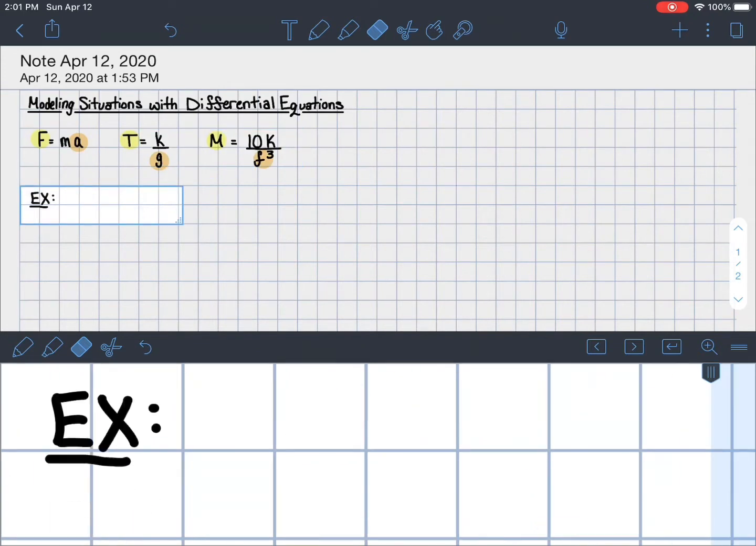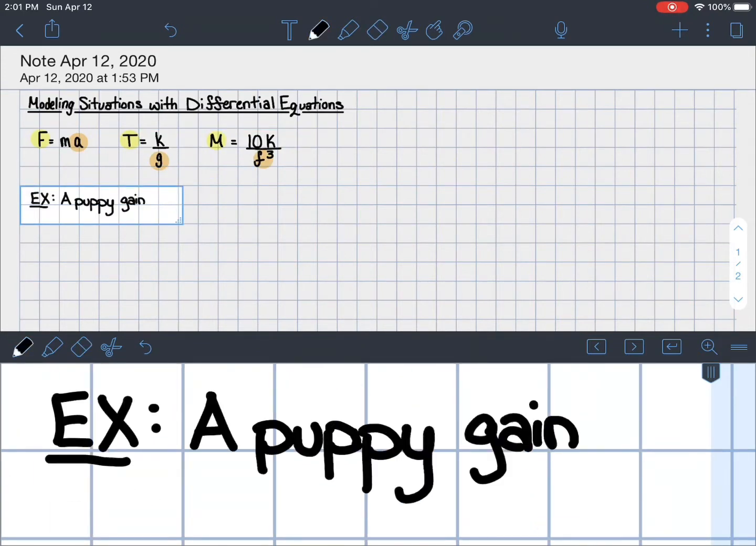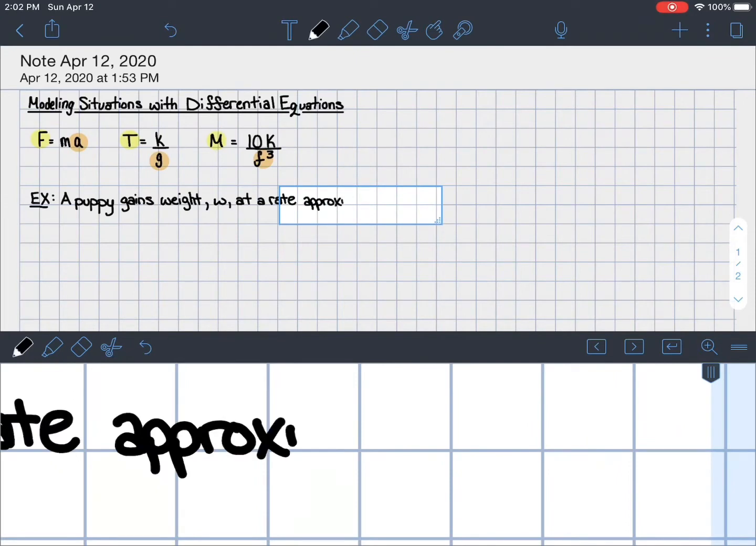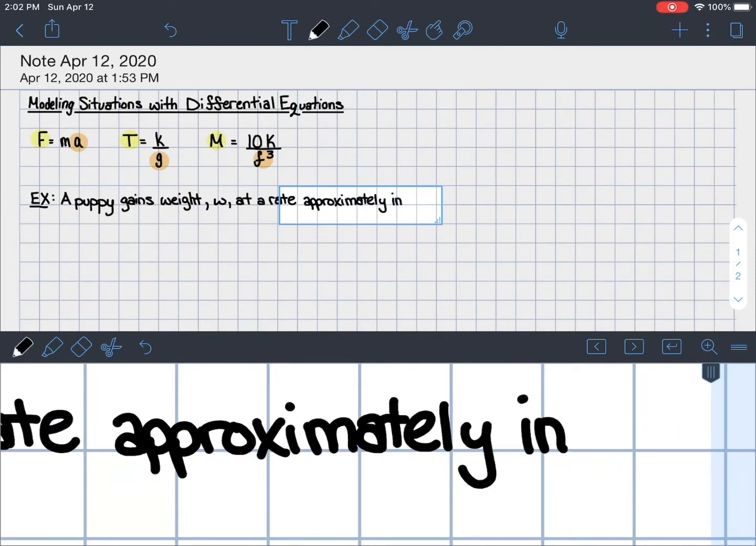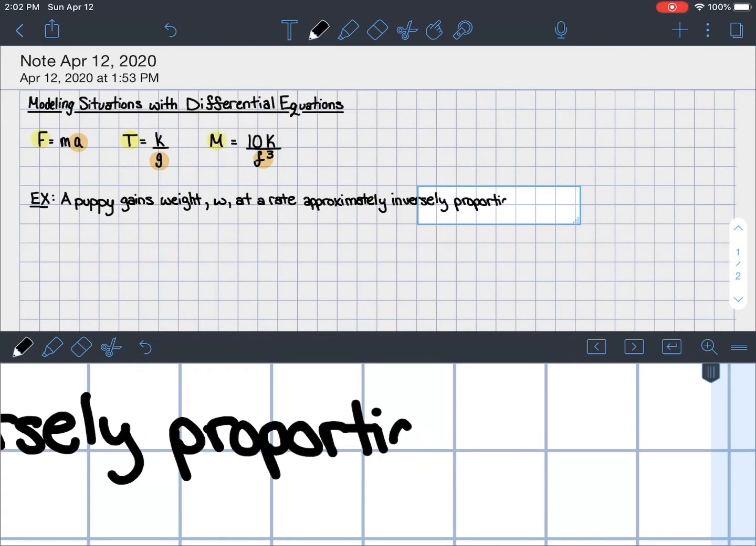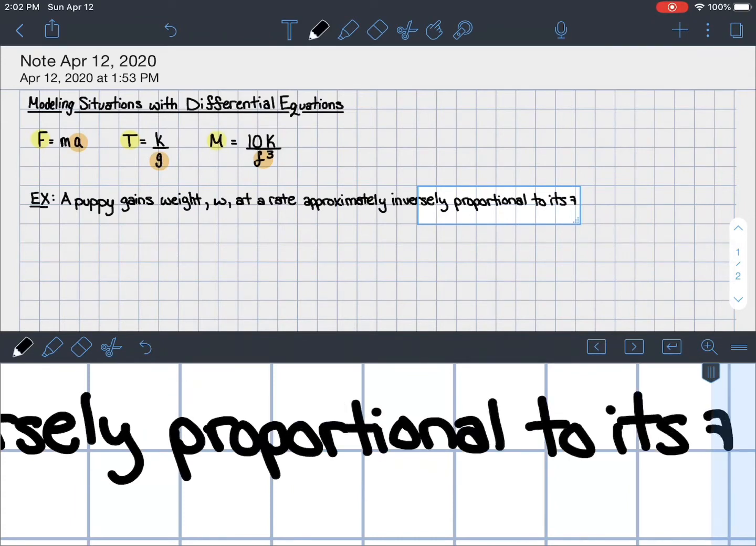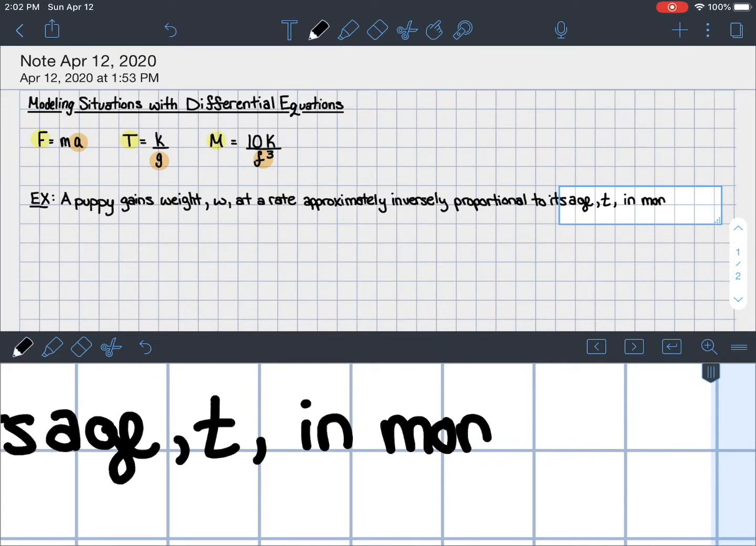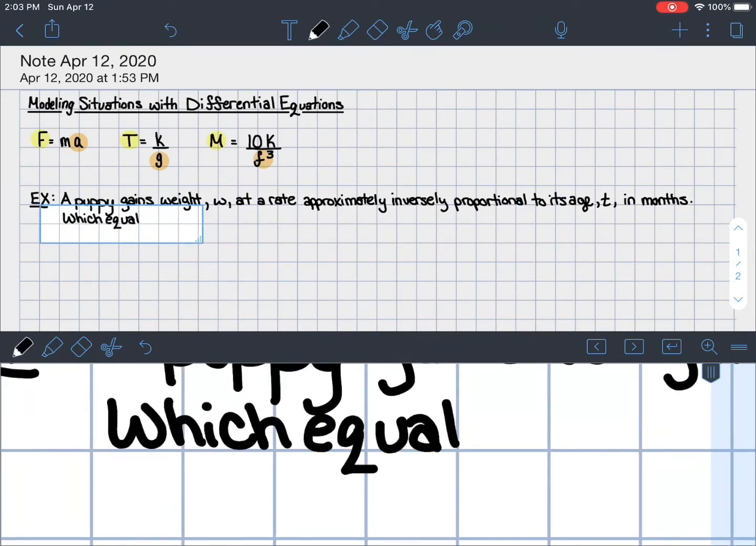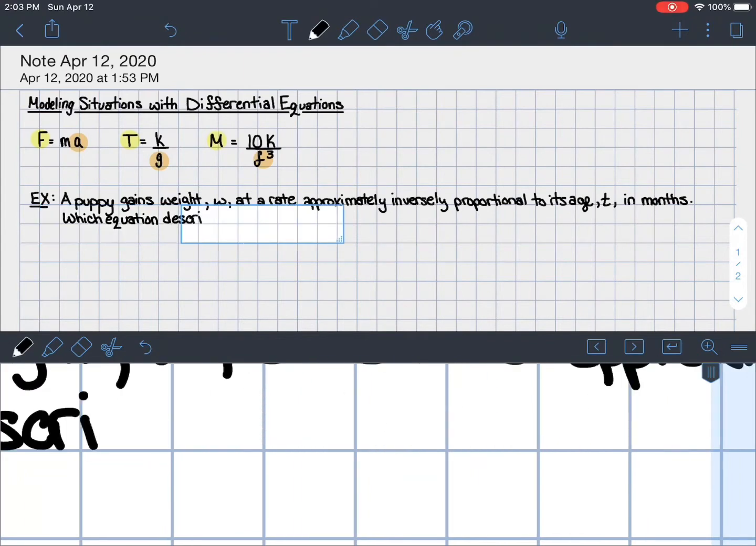Let's do an example. A puppy is going to gain weight, represented by W, at a rate that is approximately inversely proportional to its age, which will be represented by T. All right, gaining weight at a rate means that it is going to be dW/dt.